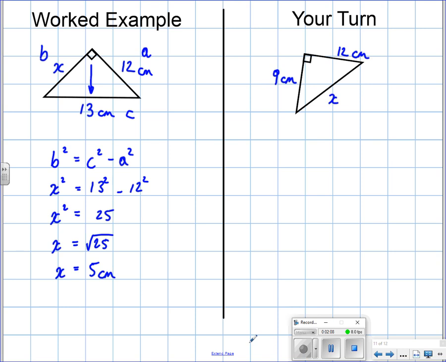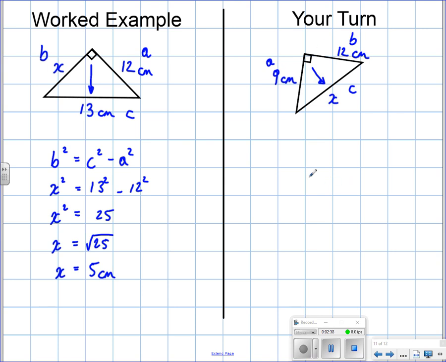Okay, you should now have tried the your turn. I'm going to work through the solution and you can compare it to what you have got in your jotter. First thing then, looking at the triangle, you've sketched it out, and I'm going to the right angle. I'm going across the triangle, and I can see the hypotenuse. I'm going to mark that as C. I can see in this question that it's the hypotenuse, the longest side that I'm going to be finding. I'm going to label this as B, and this is A. You may have labeled them the other way around.